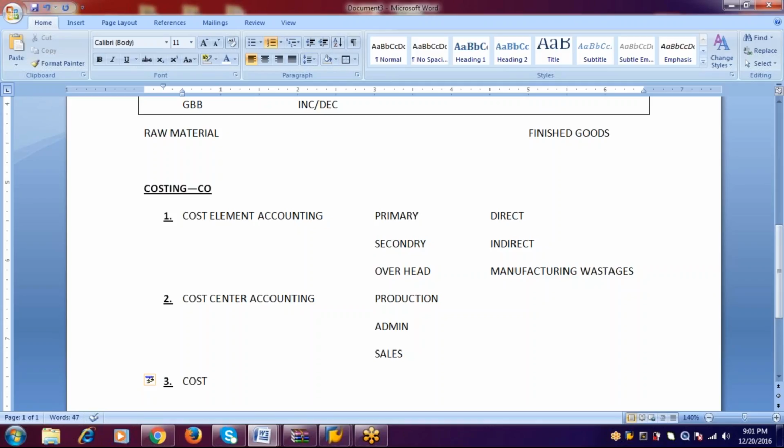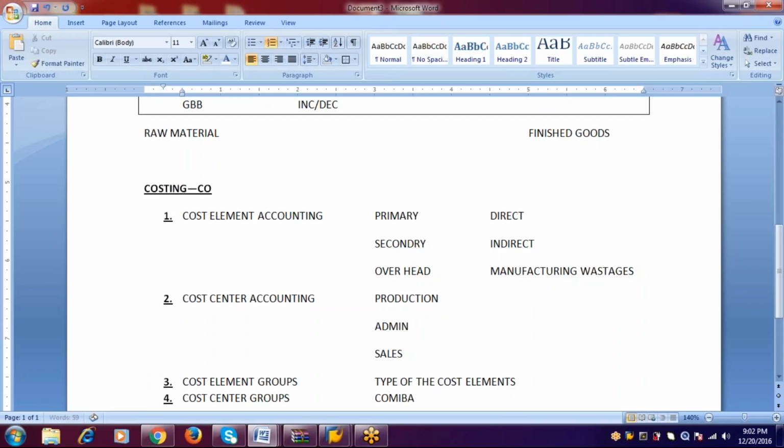Cost element groups. What are cost element groups? They are nothing but a type of cost element. Whatever cost elements there will be, those types of cost elements we call cost element groups, as well as cost center groups, where the value has been divided between the different departments, which we call a cost center group.